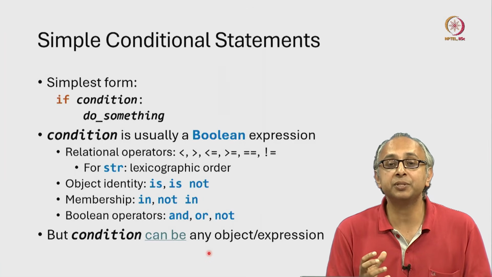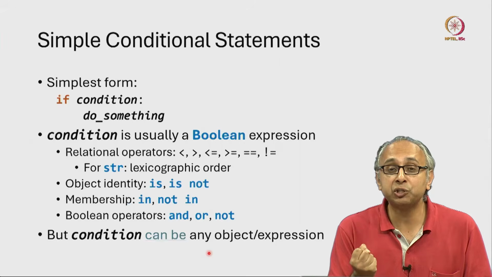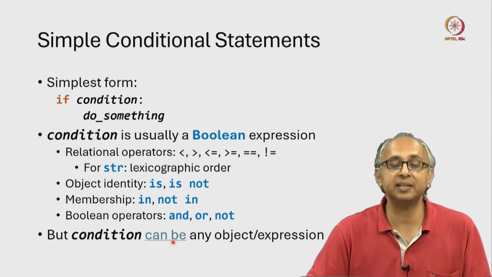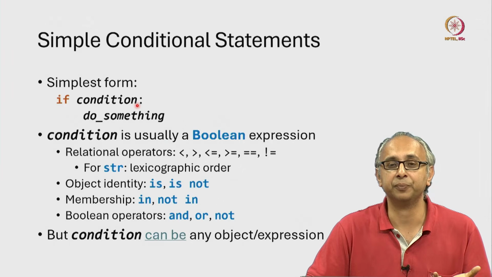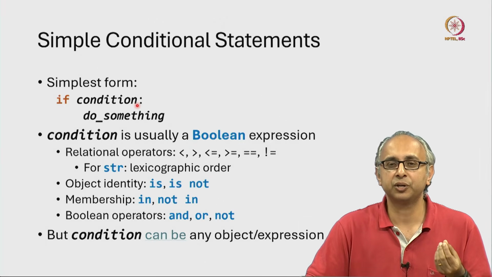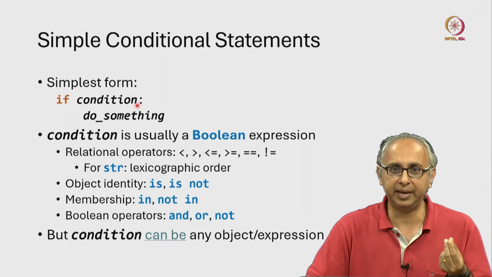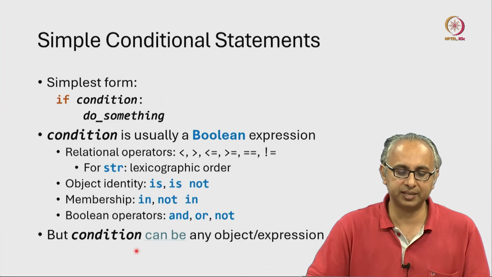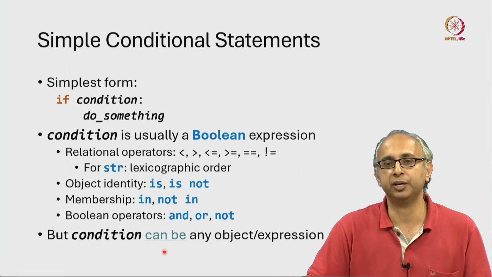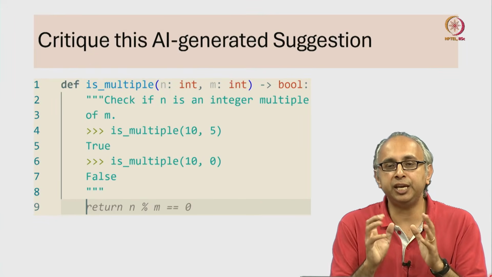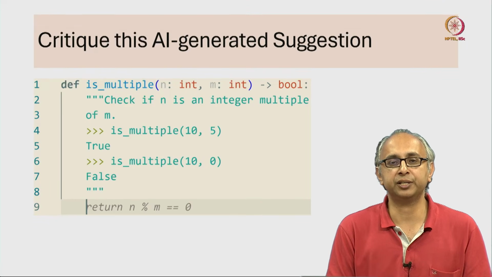Also, you will sometimes see expressions that are actually not Boolean. It turns out that any object can serve as a condition. This is an advanced concept, but since you will see code written like this, we will see this idea in a future lecture. For now, let us critique this AI-generated suggestion.